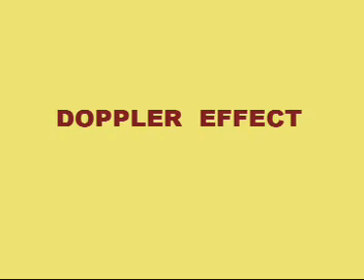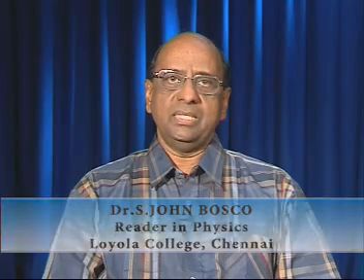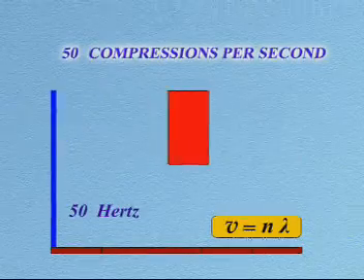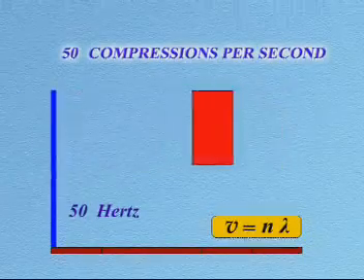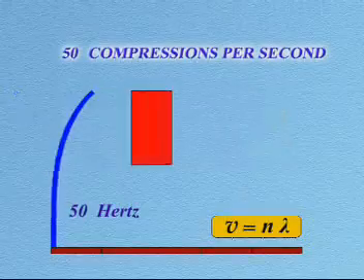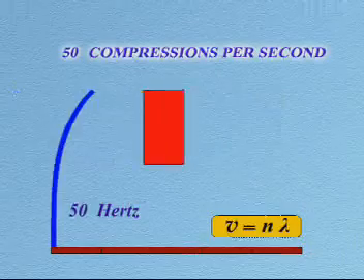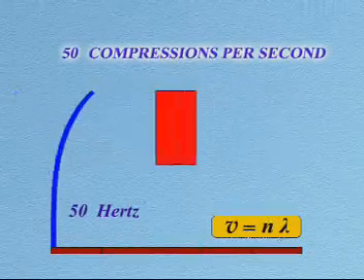What then is this Doppler concept? Let us restrict our attention to sound waves in air. Sound waves in air are longitudinal. It means that when a source vibrates with a frequency of say 50 Hertz, we understand that the vibrating source injects 50 compressions per second into the medium, and these compressions get pushed forward with a velocity given by v equals n lambda, where lambda is the wavelength and n is the frequency of the source.